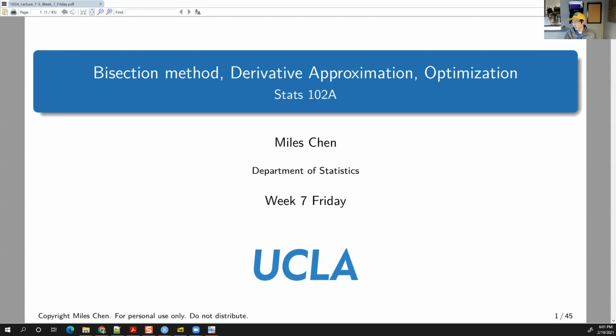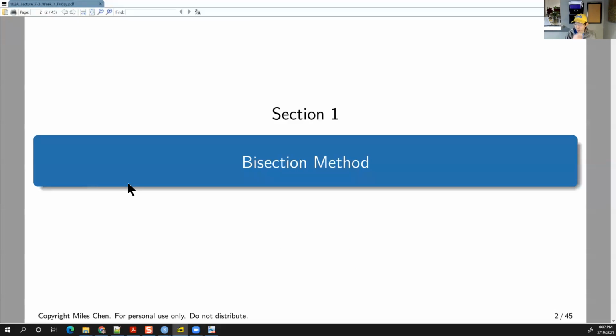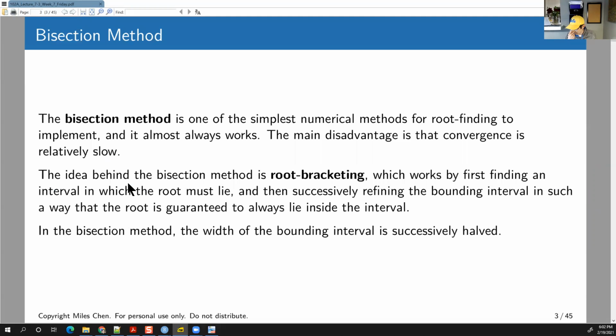All right. So today we'll wrap up the final root finding method that we talked about on Wednesday. We ran out of time before we got to the bisection method. We'll take a look at that, and then we'll look at approximating derivatives and more.